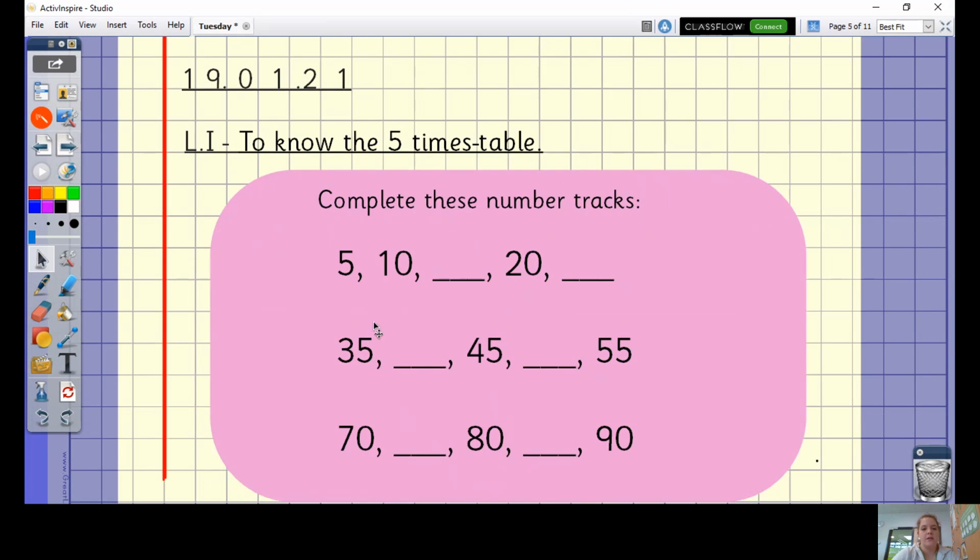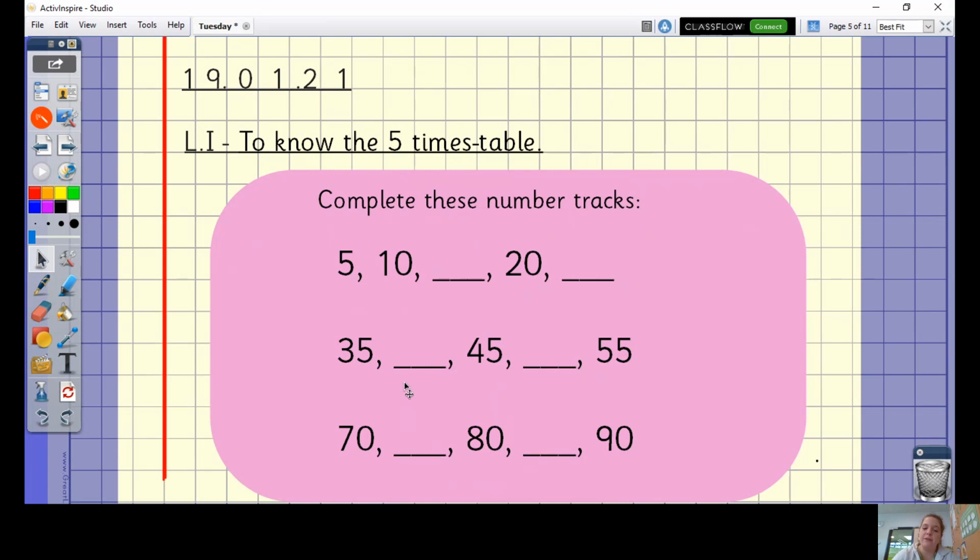Okay. We've got some number tracks here to complete, just to practice that counting in 5s. So I want you to have a go now, pausing the video, write down each of these sequences, filling in the missing gaps. If you've got your 100 square there, you could use that to help you looking at the multiples.